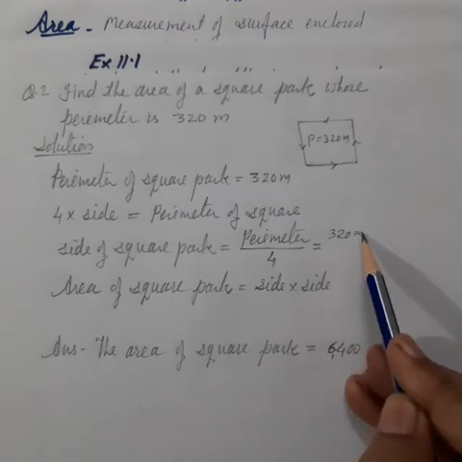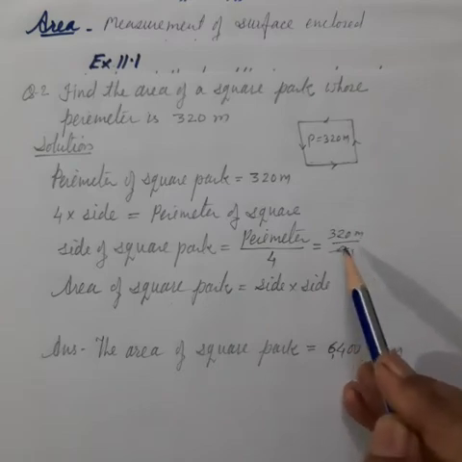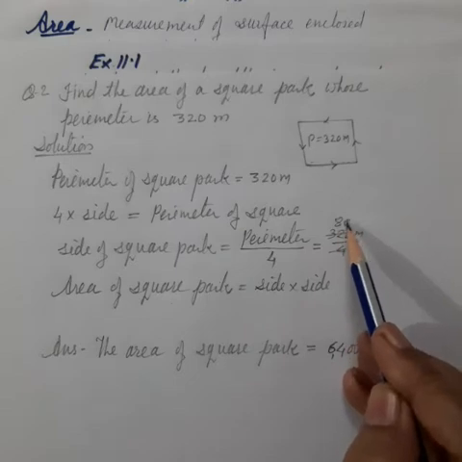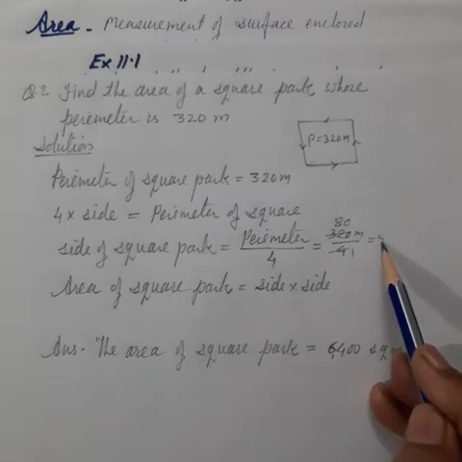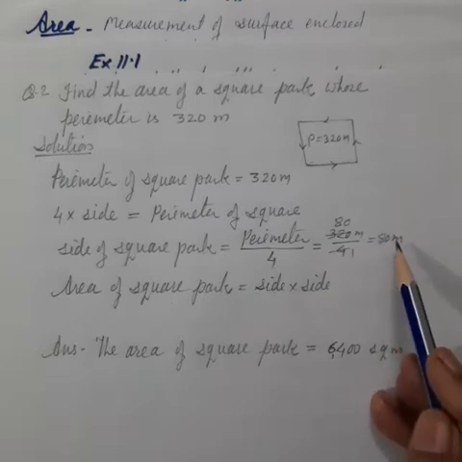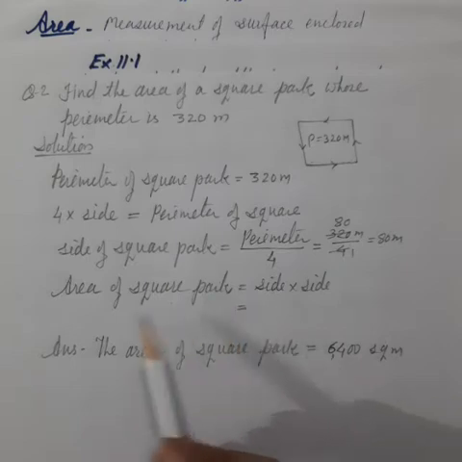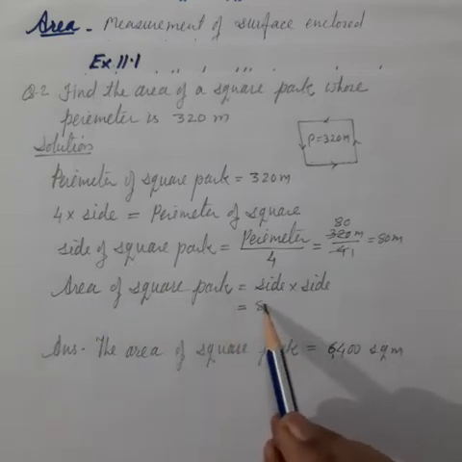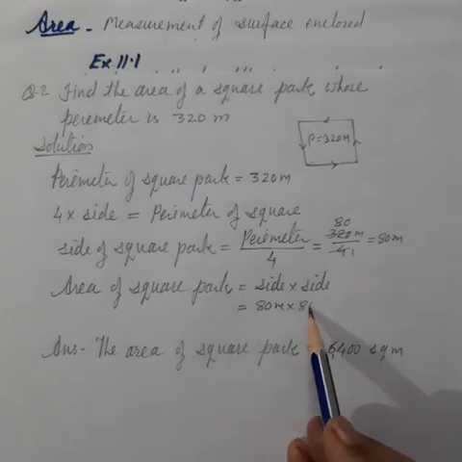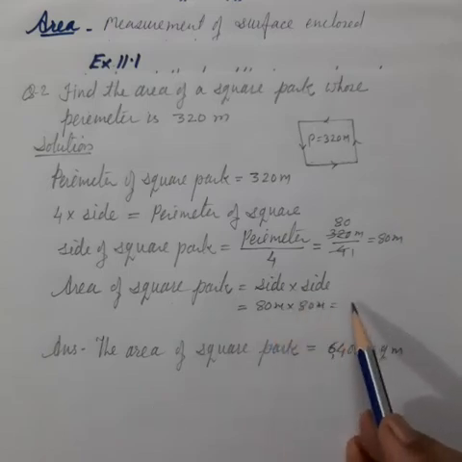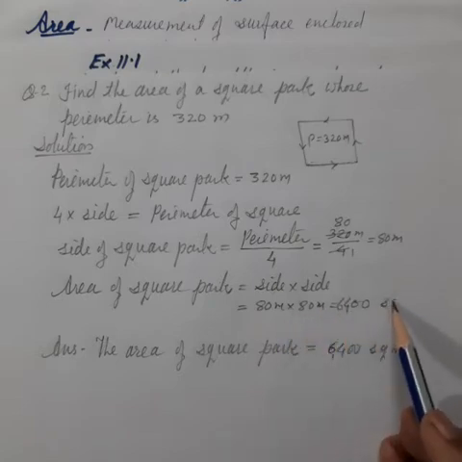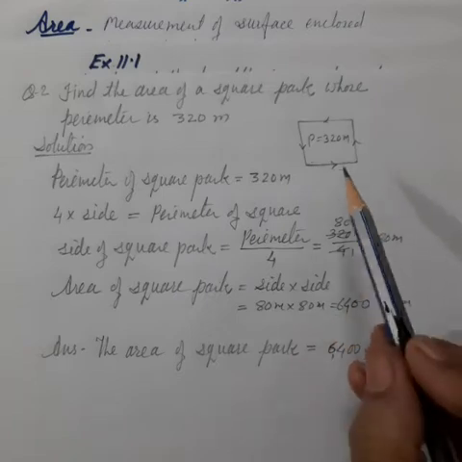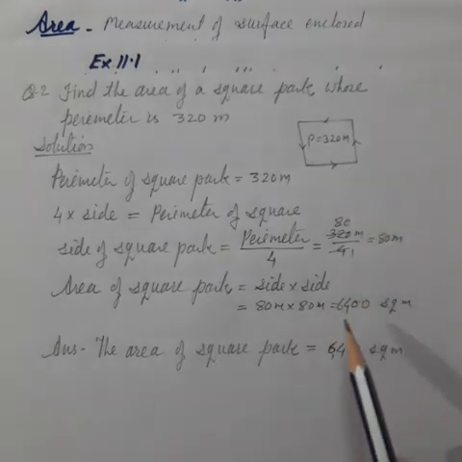Perimeter is 320 meter divided by 4. 4 ones are 4, 4 8s are 32 and one more 0 is 0. So we get the length of one side of the square park, 80 meter. Now to get the area of the square park, multiply side into side, 80 meter into 80 meter. 2 zeros are there and 8 8s are 64. Meter into meter, square meter. So the area of this square park is 6,400 square meter.